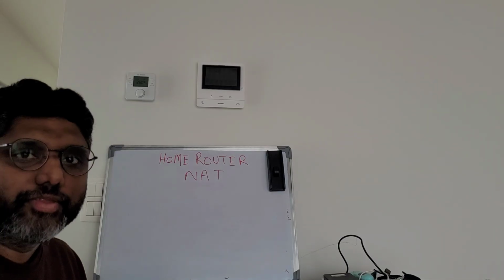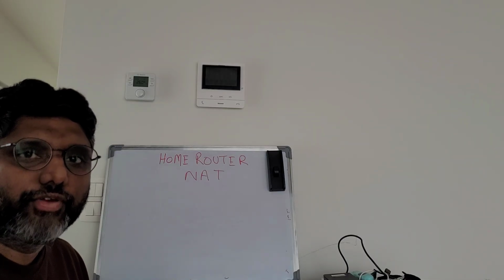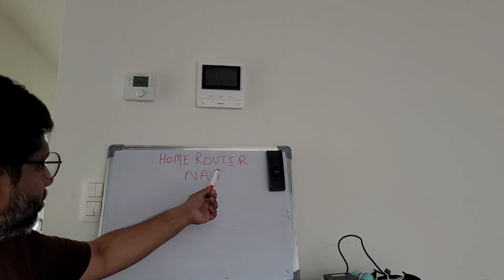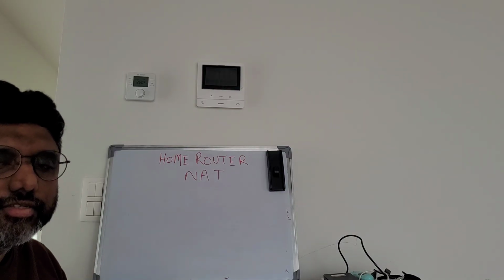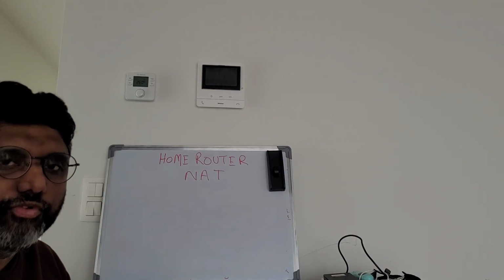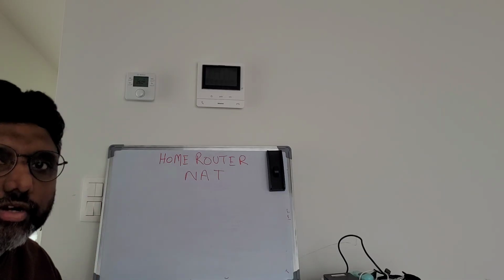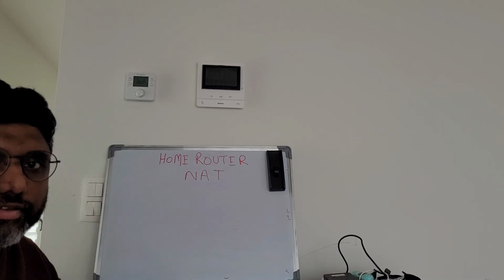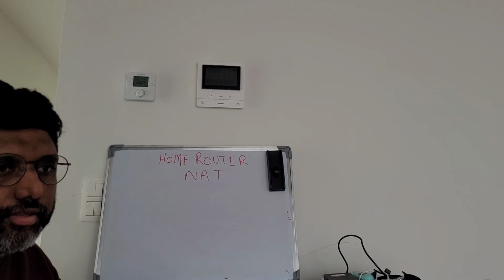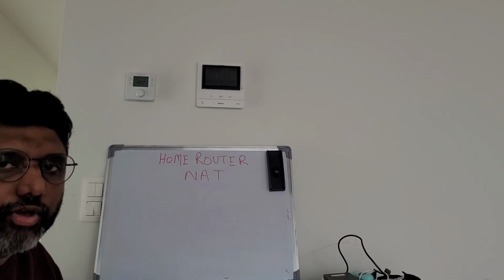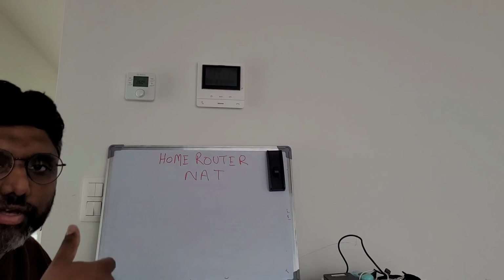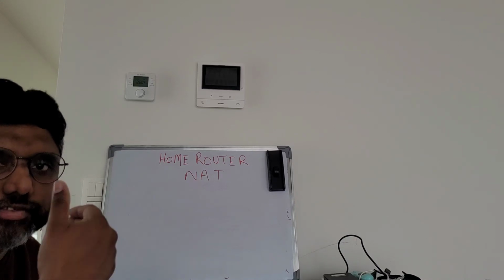My name is Satya. Today I will be discussing home router NAT. So as discussed in many classes before, a home router has a LAN switch and a WAN port. LAN will be the private network, the local area network, and WAN will be the connection through which we access the internet.